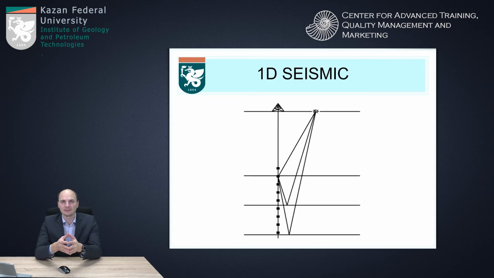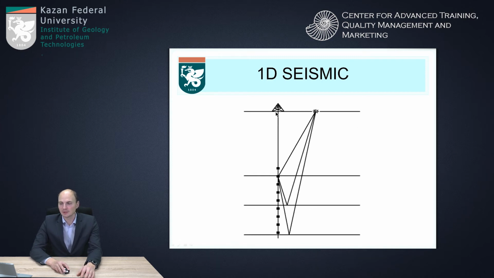Let's talk about dimensions in the seismic data. The first thing is 1D data. 1D data is the check shots or the vertical seismic profiling.